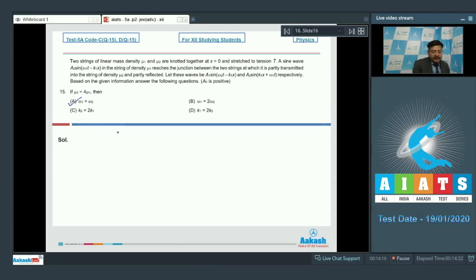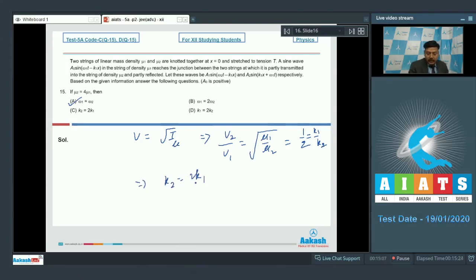Now we know that speed V is under root T by mu. So this means V2 by V1 is equal to under root of mu1 by mu2. Now if I put the value as given, mu2 as 4 mu1, so this is 1 by 2. Now this is also equal to, because speed V is omega by k, so omega is same for the two media, that means it is equal to k1 by k2, and which means that k2 is equal to 2k1 is also correct. So that means C is correct and D is incorrect. Let's go to the next question now.